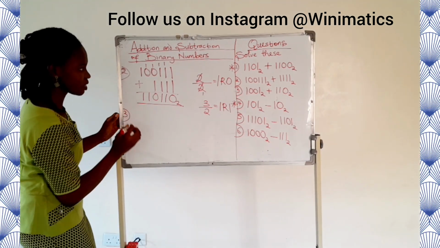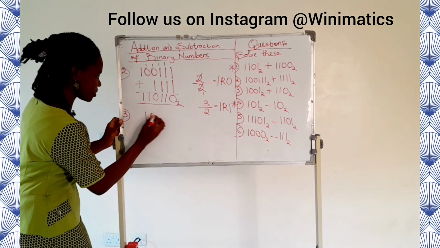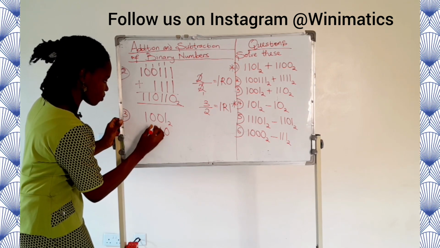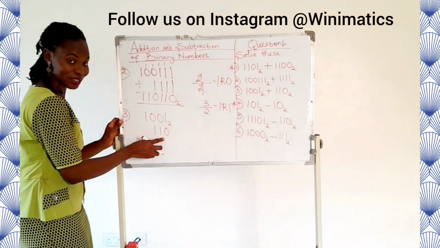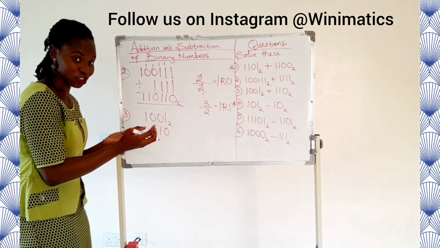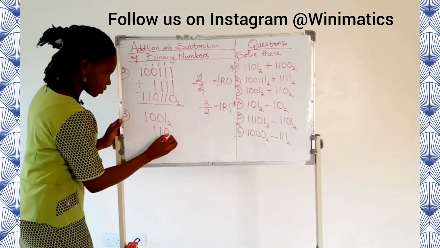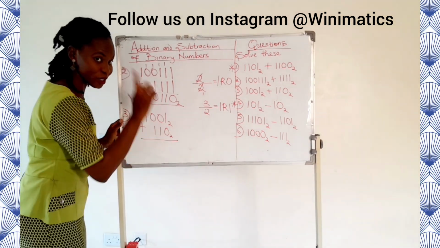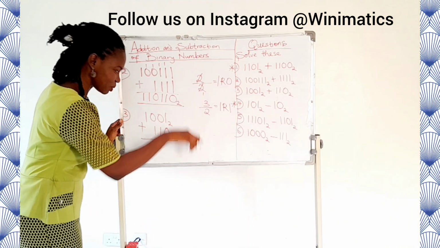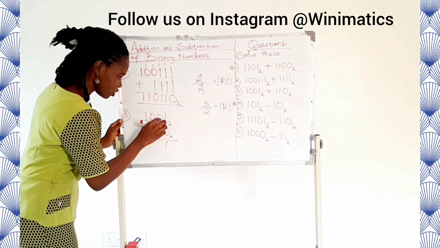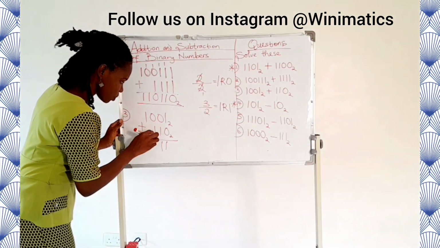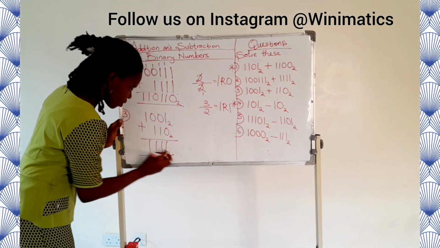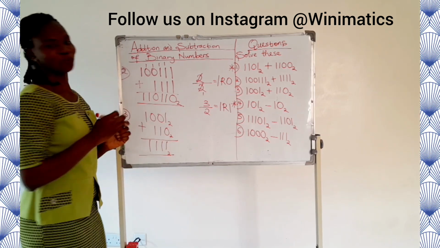Number 3 says 1001 base 2 and 011. I always start from the unit side to write it, because of the number of digits. Alright, so we have this. We're adding again. 1 plus 0 is 1, so 1 is less than 2, so we are not doing this thing. Bring down 1. 0 plus 1, 1. 0 plus 1, 1. This one, I'll bring it down, 1. So I have 1111 base 2.